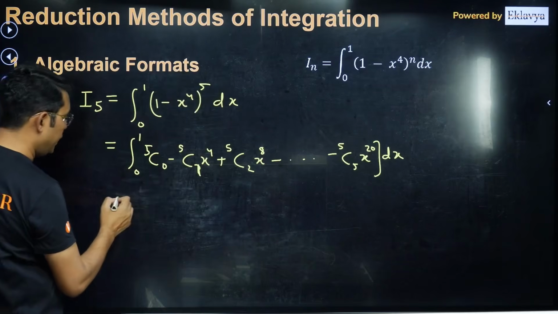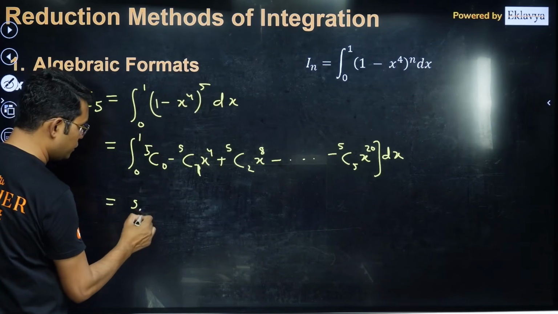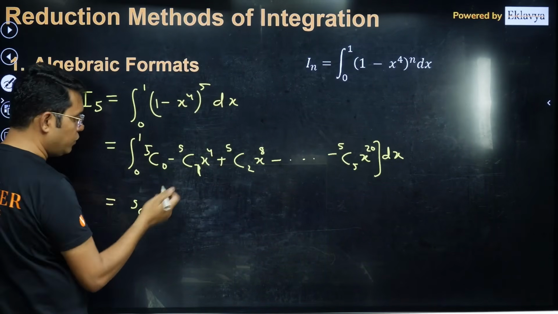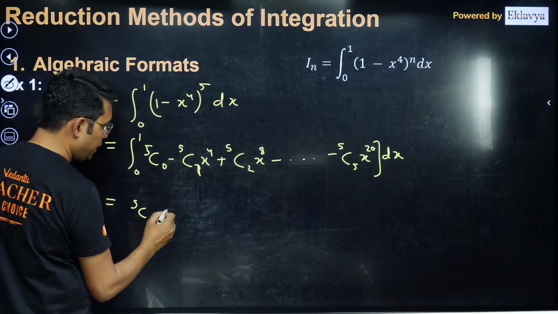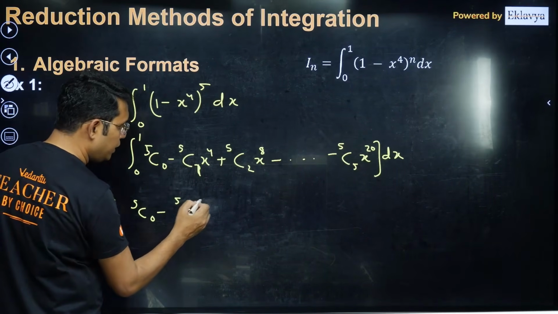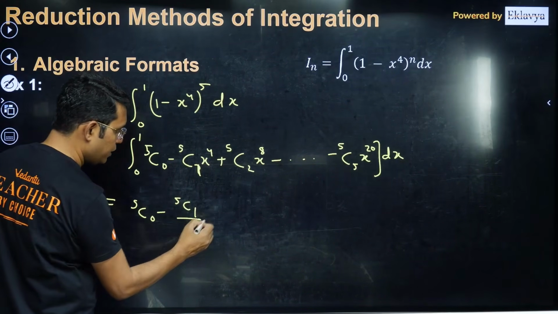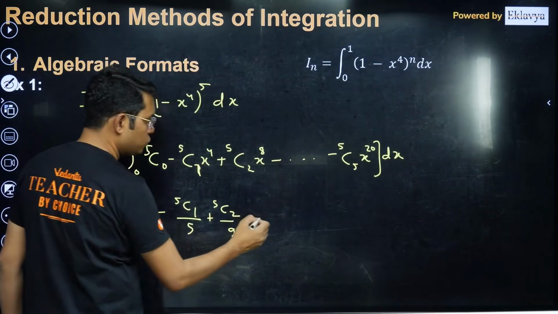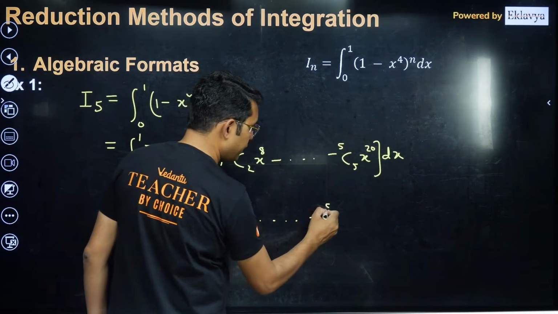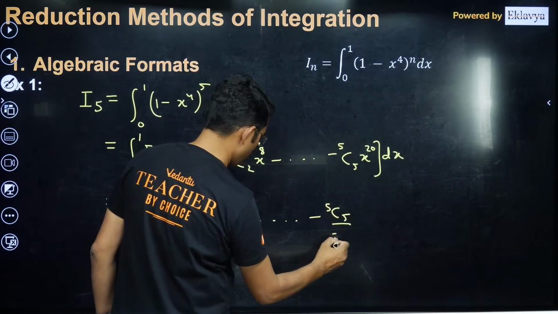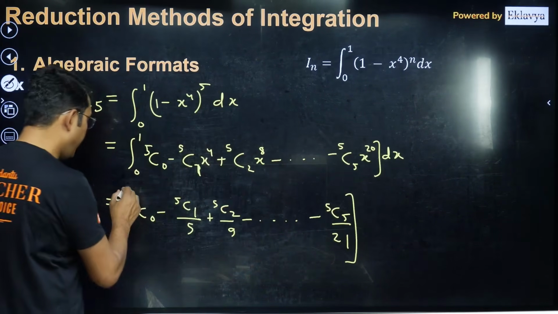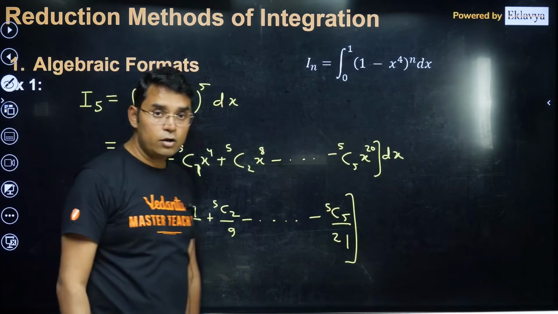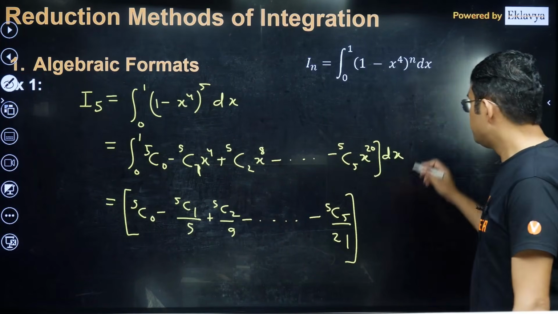Now, if you do the integration, this will be 5C0 into x, 0 to 1 limit, so it will be just 1 only. Here 5C1 into 1 upon 5, then 5C2 upon 9, and so on. In the last, it will be 5C5 upon 21. So this is what we are getting if we do it by the method of binomial theorem.